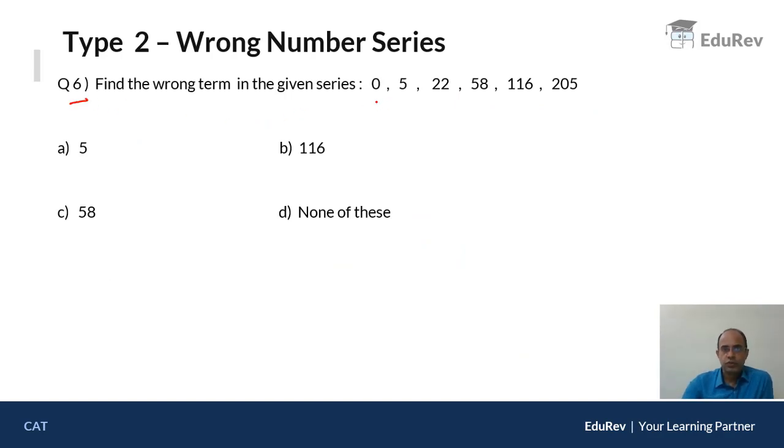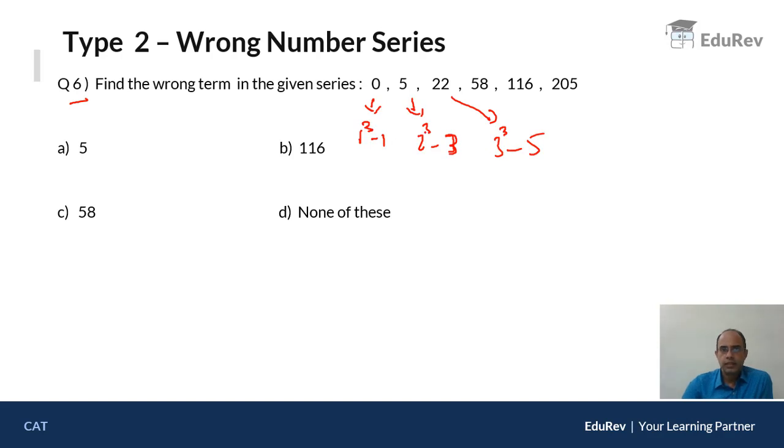Again, a set of numbers is given to you: 0, 5, 22, 58, 116, 205. Now we need to look for some pattern. Guys, pause the video and try to solve it. The solution is given in the next slide. Fine. Now let us look for patterns. 0 can be written as 1 cube minus 1. 5 can be written as 2 cube minus 3. 8 minus 3 is 5. 22 can be written as 3 cube, which is 27, minus 5.